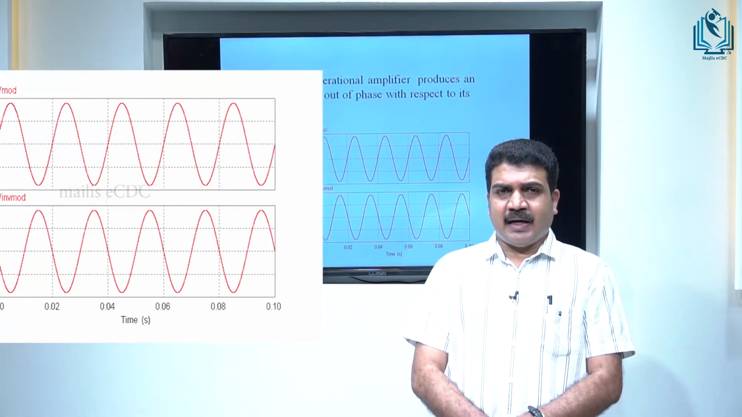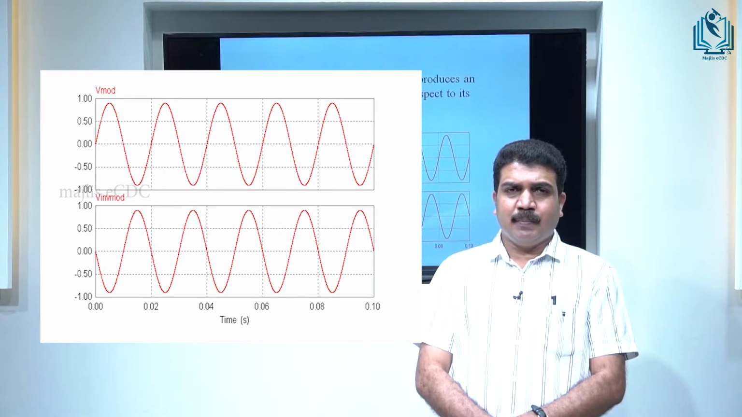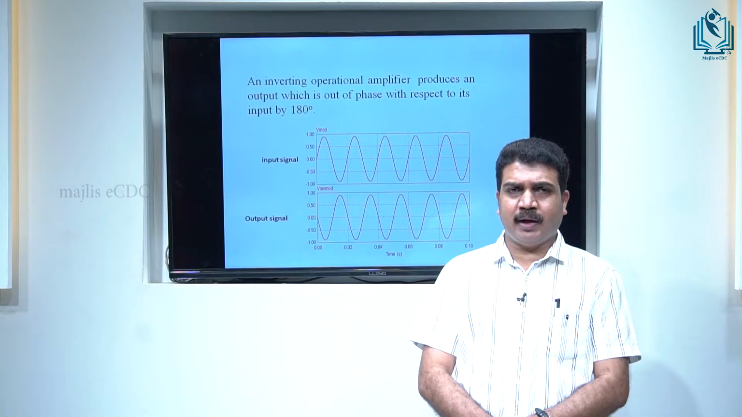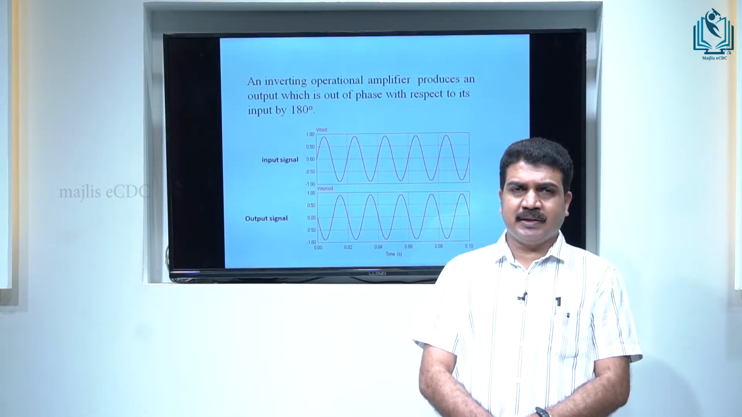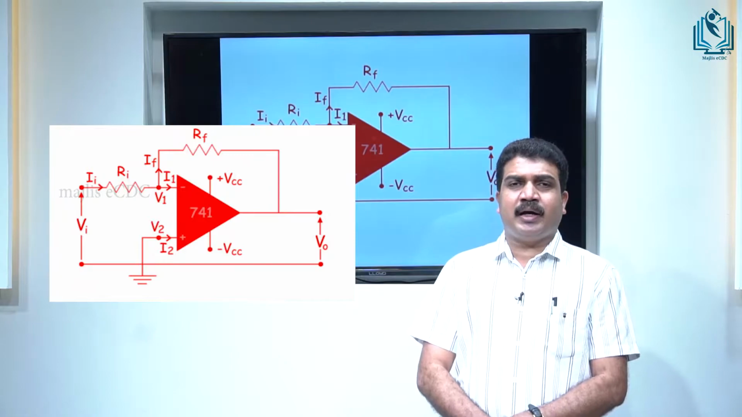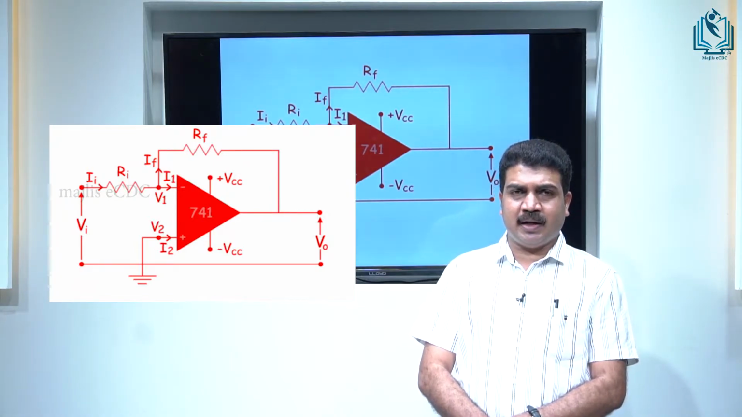Here we can see two pictures, input signal and output signal. The picture shows the relation between input and output, that is, the output is just the reverse of the input signal, that is, input signal and output signal are out of phase. This is the circuit diagram of an inverting operational amplifier.